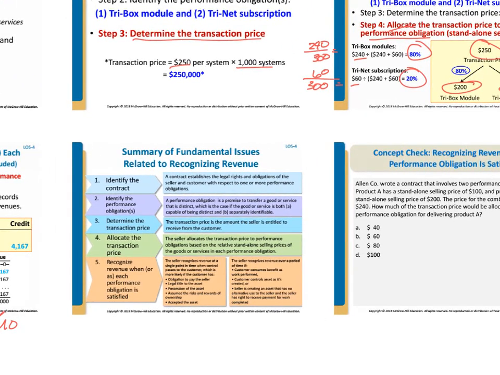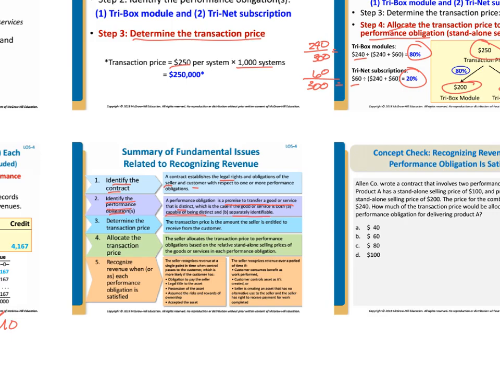Okay, to summarize, here are our 5 steps for recognizing revenue. First step is identify the contract. The contract establishes the legal rights between the seller and the customer. Identify the performance obligation is the second step. The performance obligation is the promise to transfer a good or service. And if it's going to be distinct, it must be both capable of being distinct as well as separately identifiable within the context of the contract.